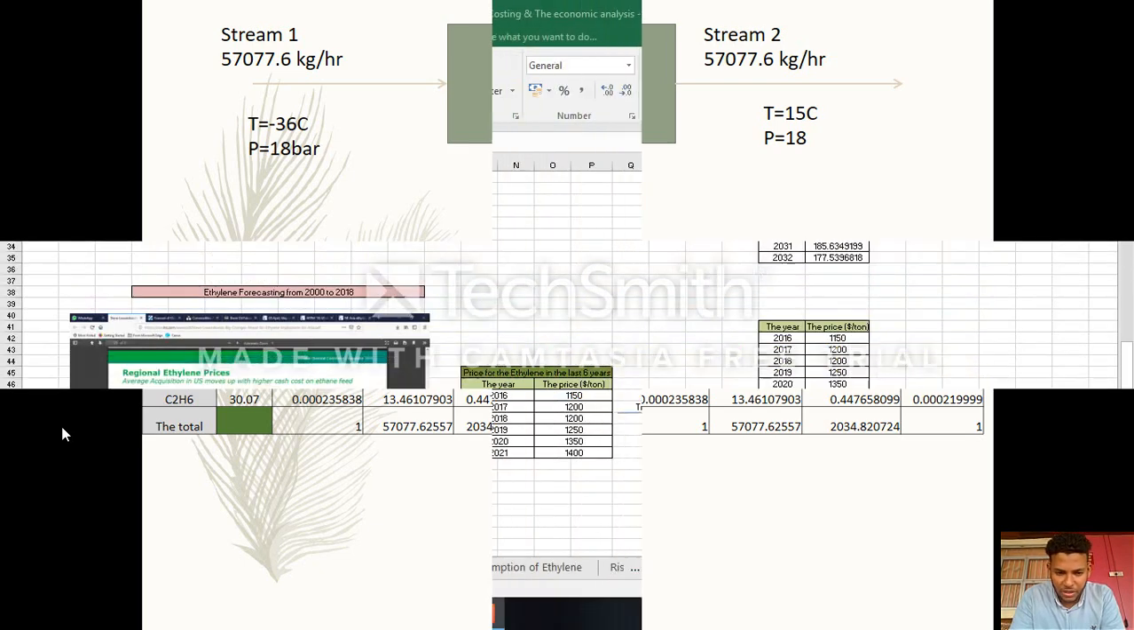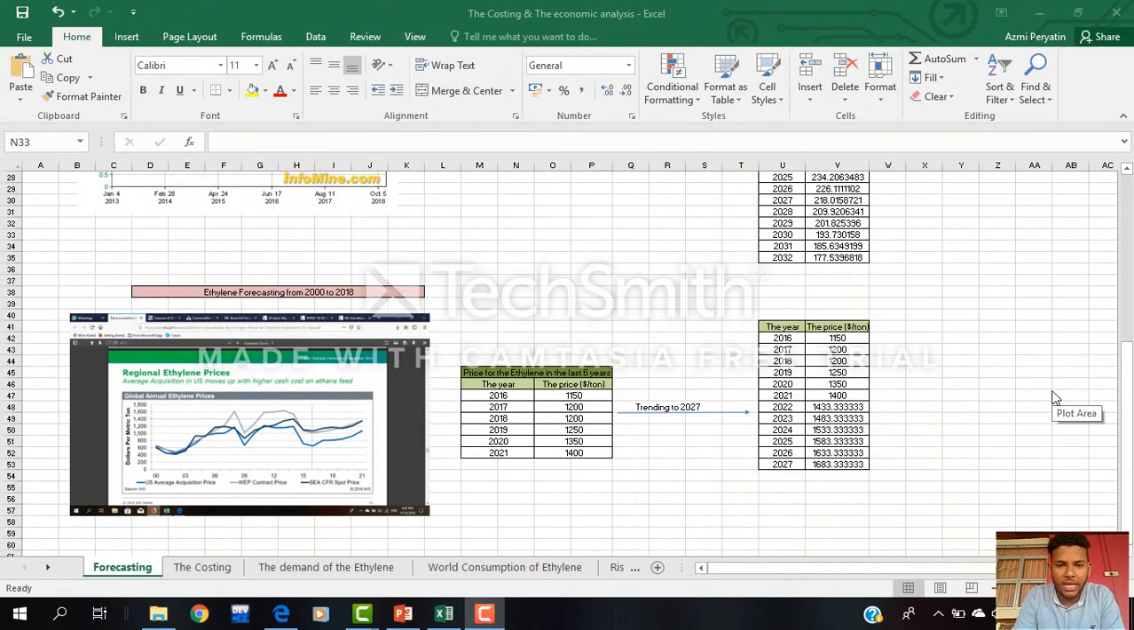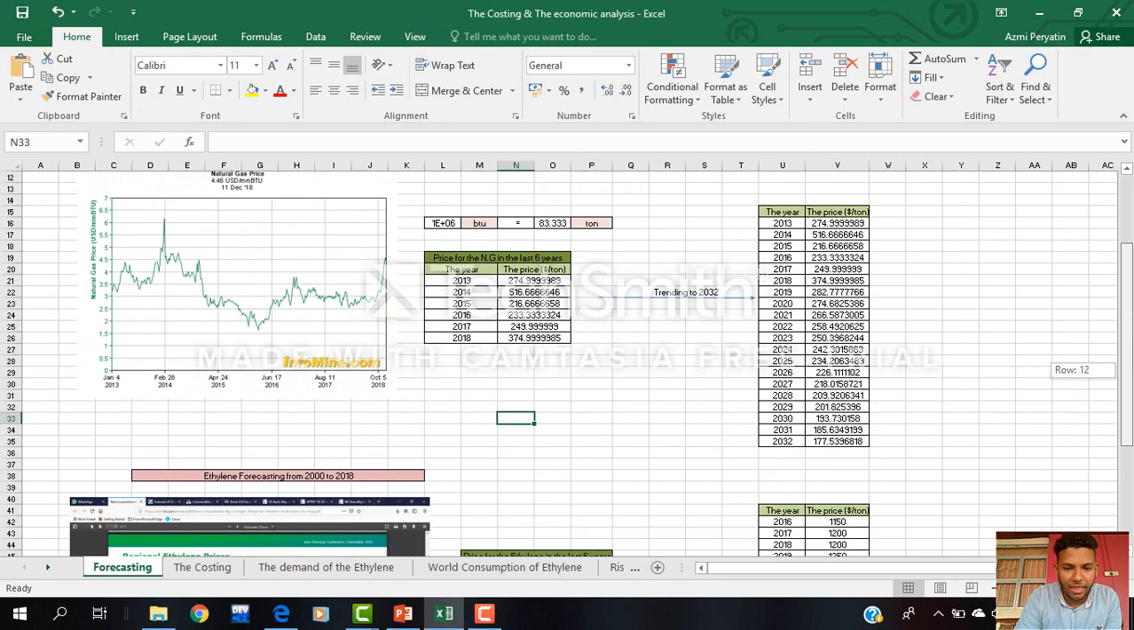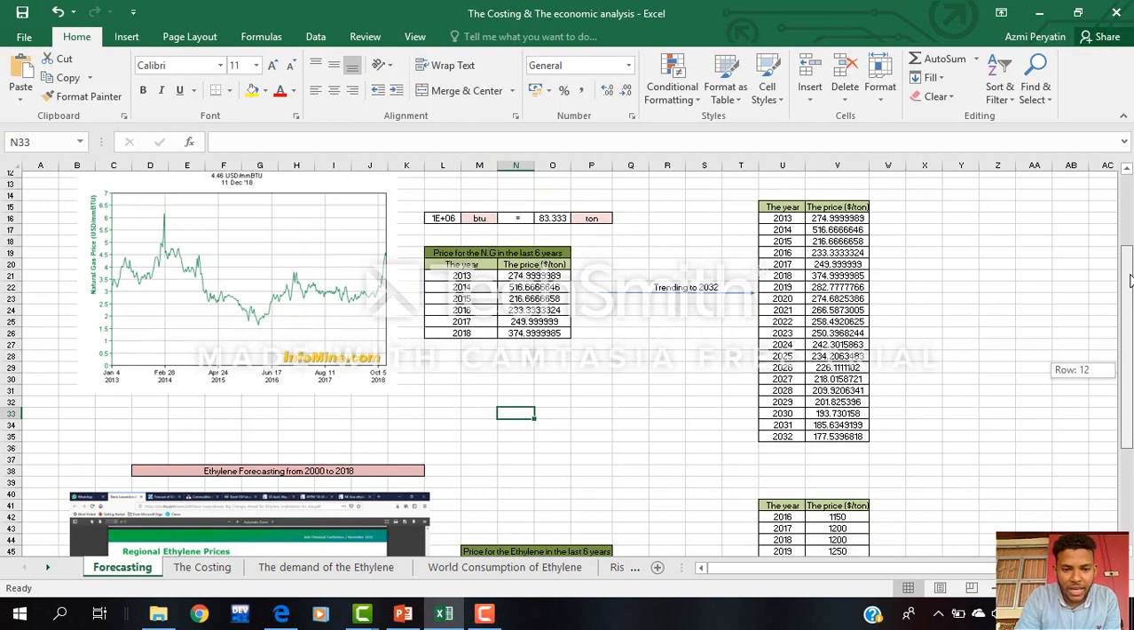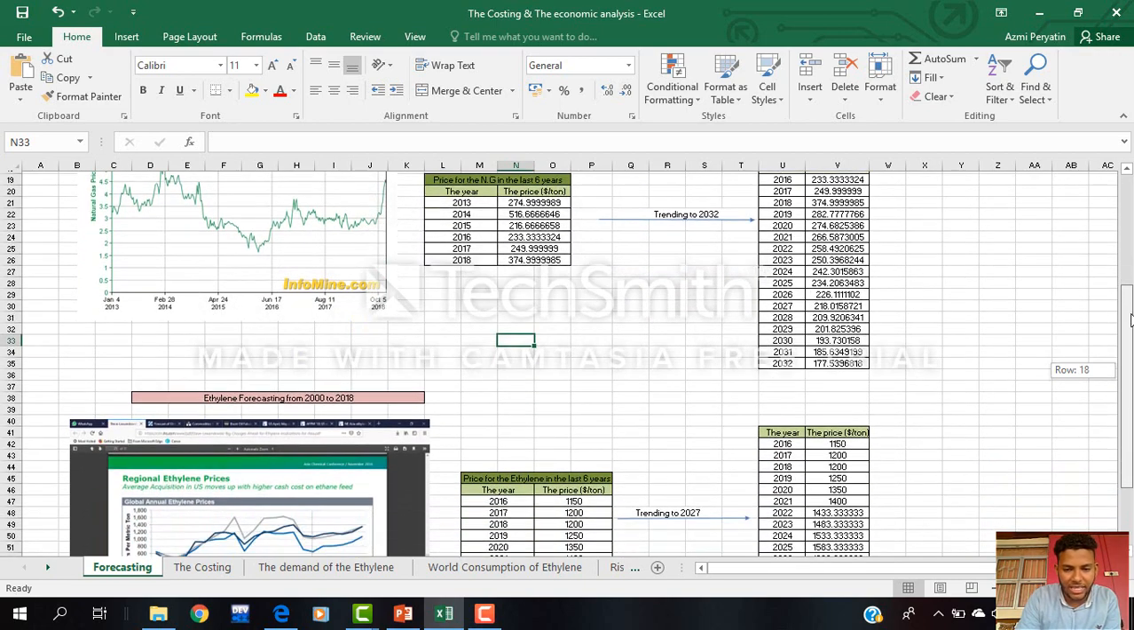So we increase the temperature. Now I'm going to talk about the costing and the economic and marketing analysis for the ethylene production. As you can see here, the first thing I'm going to talk about is the forecasting. I got the price for the sweet natural gas and the ethylene from some diagrams and journals on the internet, the price for each one in certain years. Then I did the trending in Excel for the next 10 years.